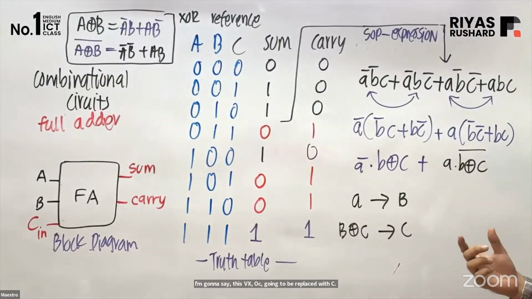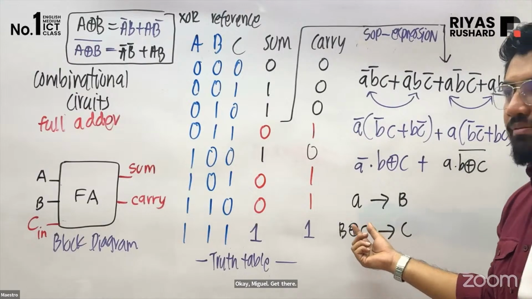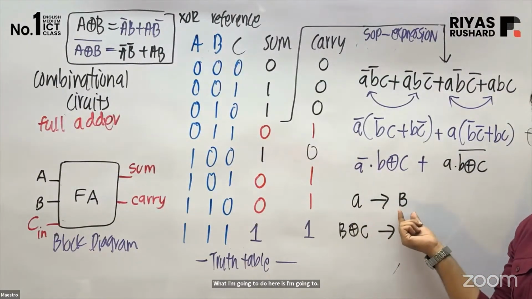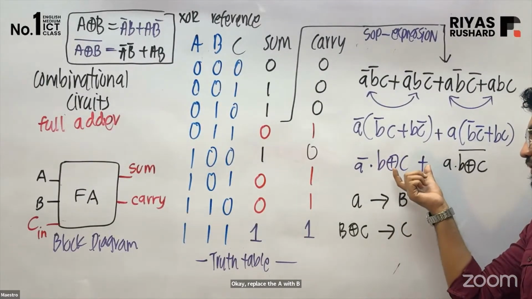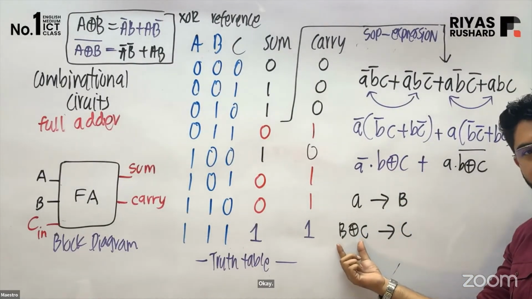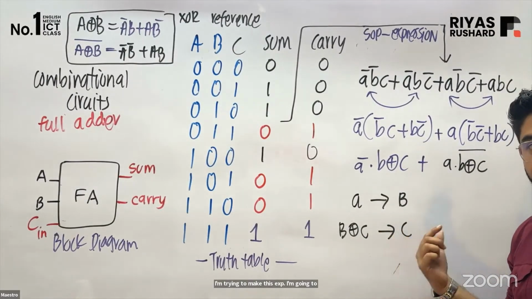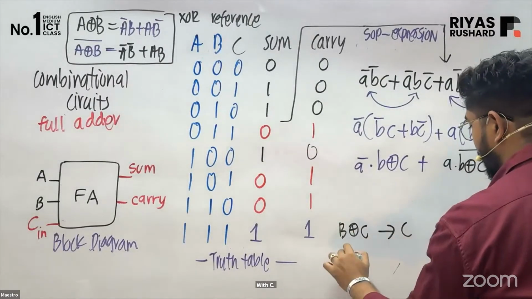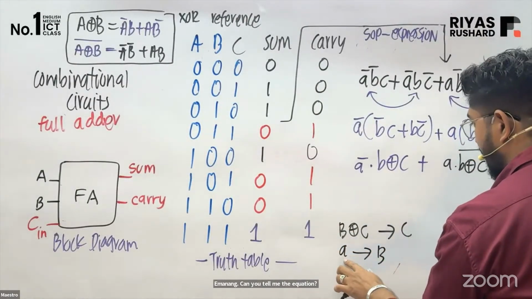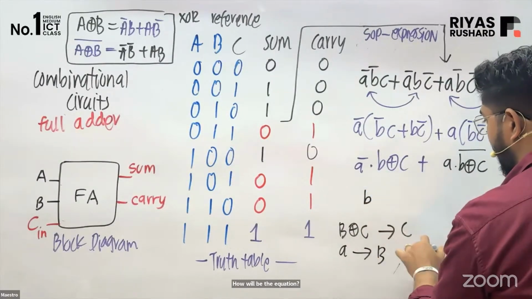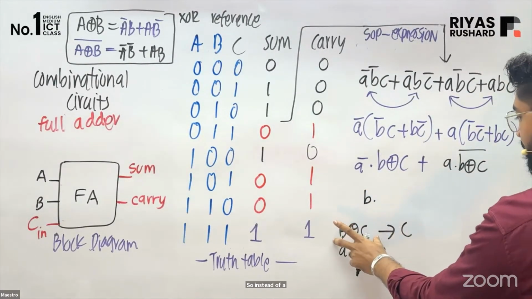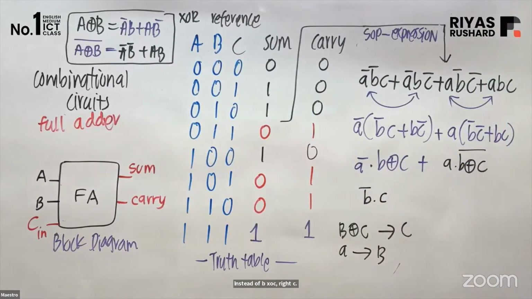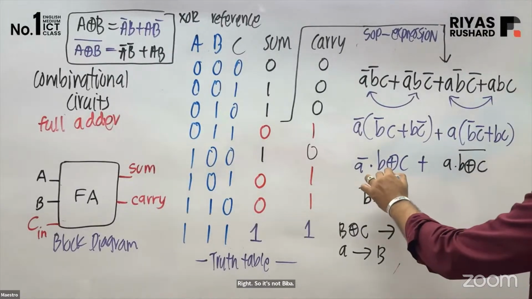What I'm going to do here is replace the A with B, and replace this BXOC with C. Can you tell me the equation? How will the equation be? Instead of A, write B. Instead of BXOC, write C. So it's not B, it's B bar. Did you get it?